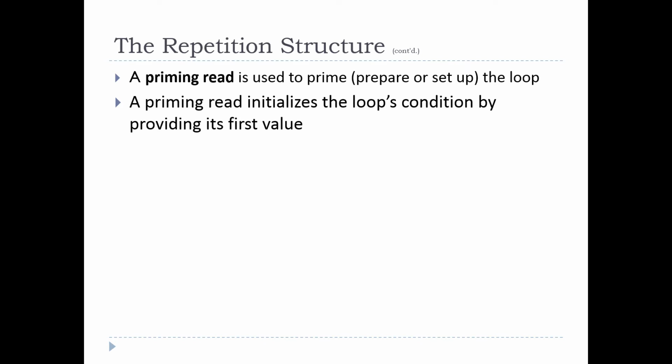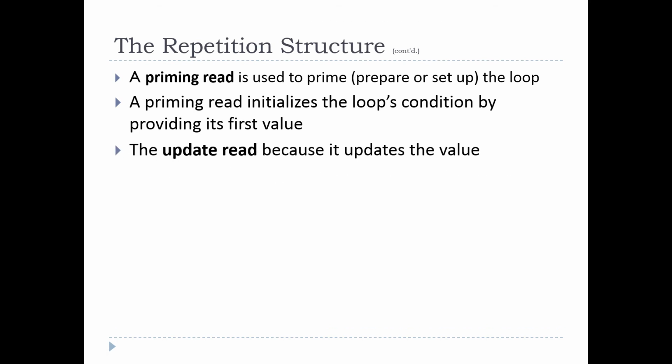So when you did your payroll application, you initialized all the total pay, overtime pay, and regular pay to 0, right? That's initialization. You set it to a default value because those values will change in the body of the code. So the priming read initializes the loop's condition by giving that first value. If you want to test whether a number is larger than a certain number and you want to keep reading that list until that number is greater than a certain number, then that is the first value.